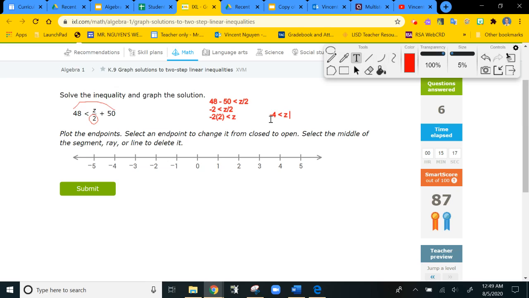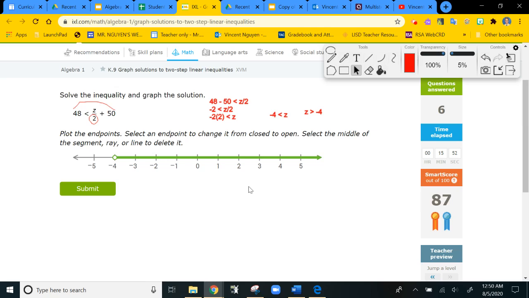Now, remember, we have to read with the variable first. So you got to read z is greater than negative 4. So you can retype this as z greater than negative 4. Okay, so we're going to go to negative 4, and we don't have an equal sign, so we're going to keep it open, and then it's going to be greater than, so we're going to travel all the way over here.